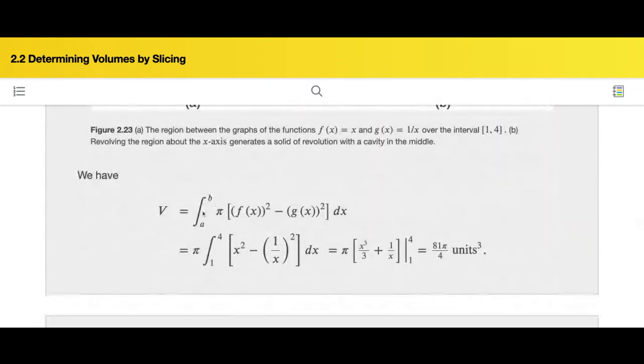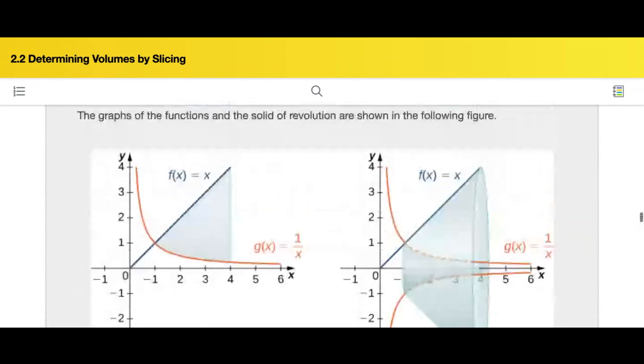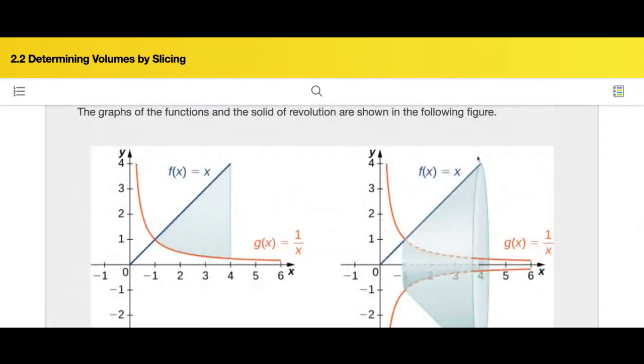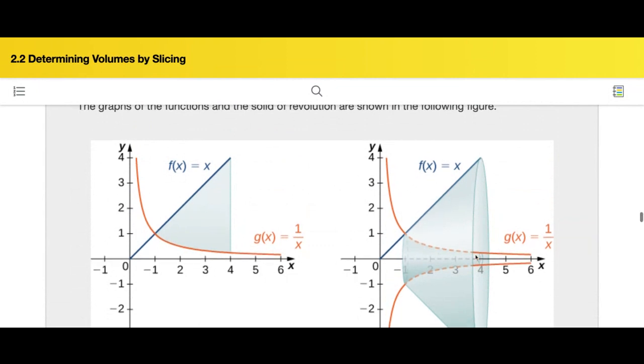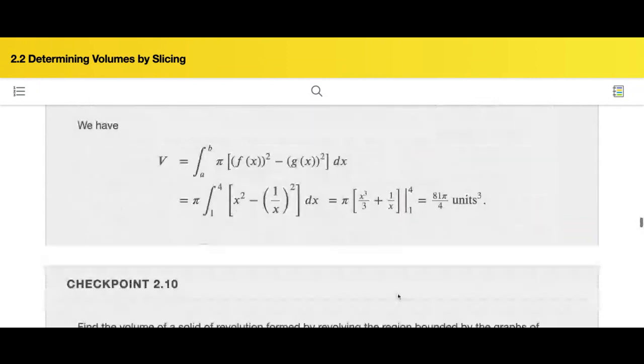So we just apply the formula. Cutting along the x-axis into infinitely many pieces, we do pi times the outside radius squared, subtract the inside radius squared. So f squared, the top one or the outside one, subtract the inner one, g of x squared. We get x squared minus 1 over x squared. Anti-differentiate that, and we get a number. Okay, anyone has any questions?